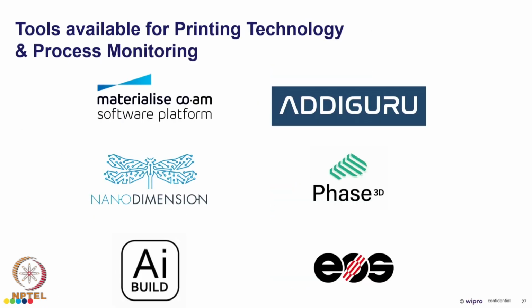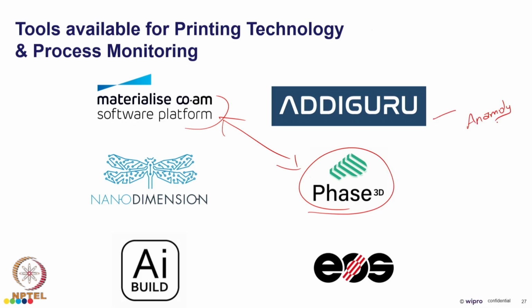Now coming to the tools which are available for process monitoring, Materialise collaborative AM platform has recently released its process control module by joining hands with Phase 3D. So, Phase 3D and Materialise have actually joined together. Phase 3D already has this particular module, and the Materialise collaborative AM platform is integrating into their system. And from AdiGuru, an anomaly detection module has been released. And when it comes to Nano Dimension, they have one particular tool called DeepCube.